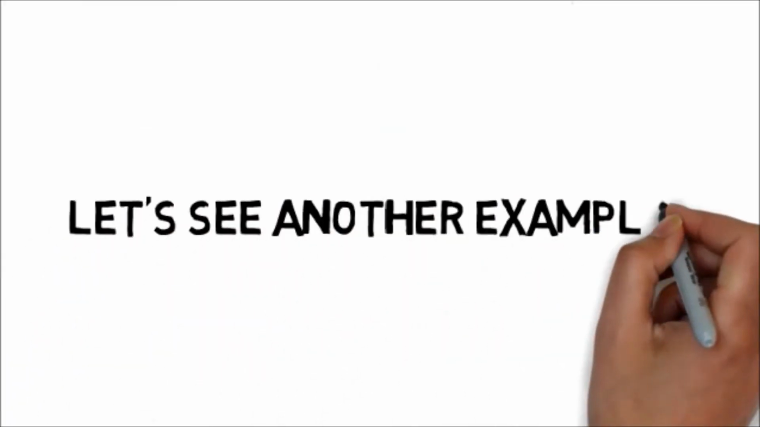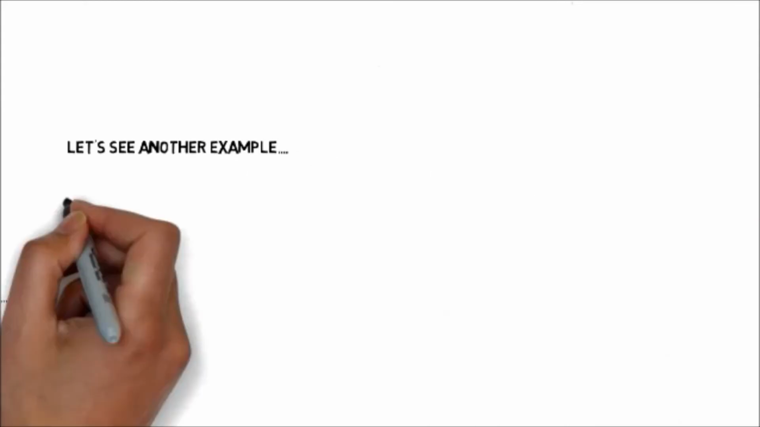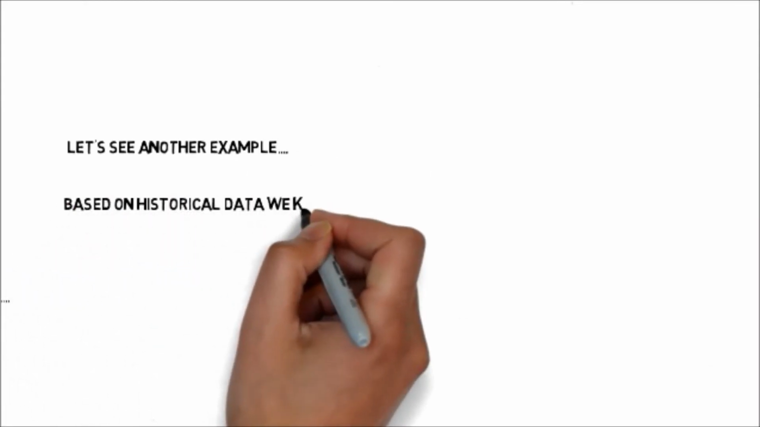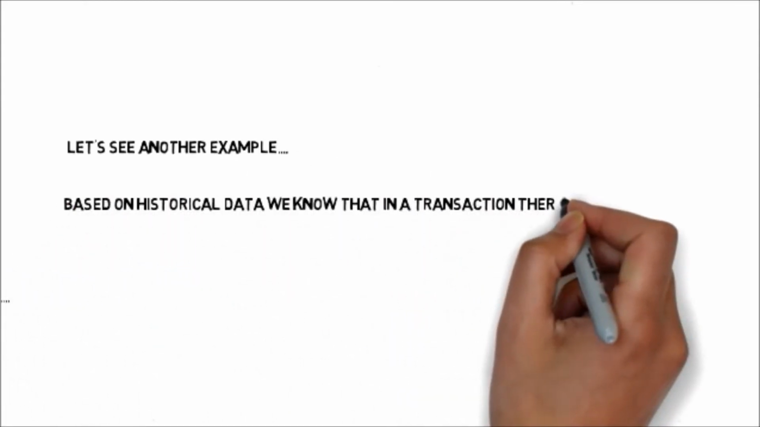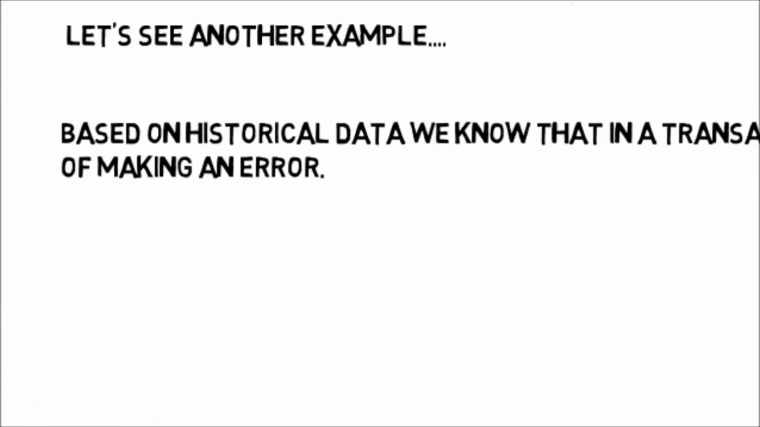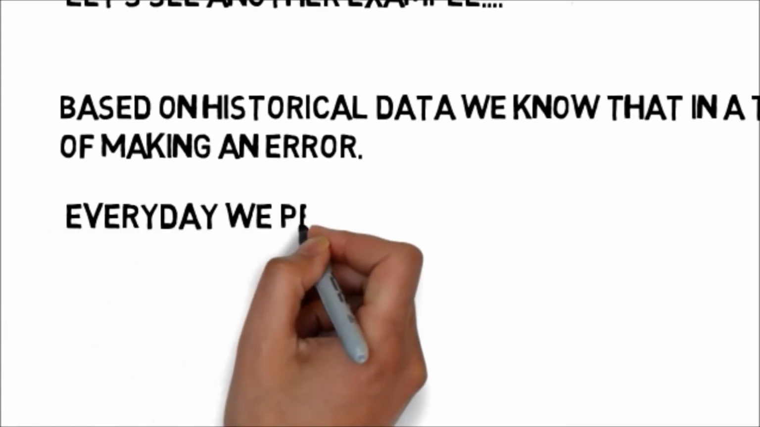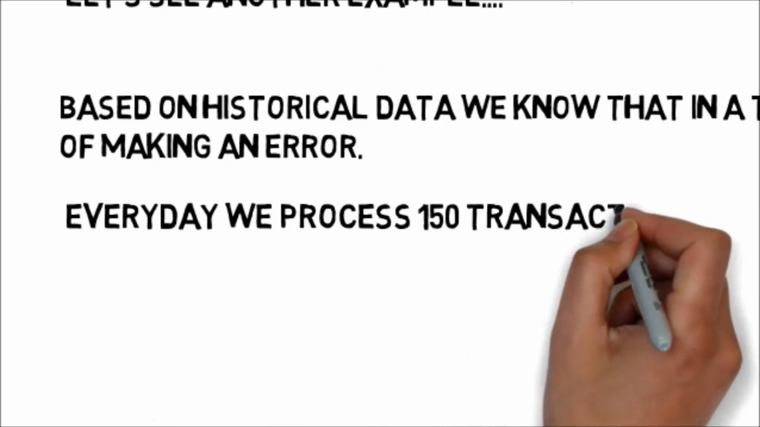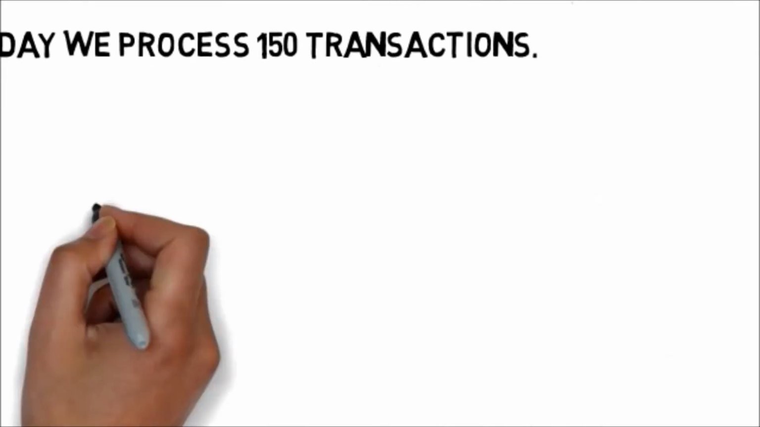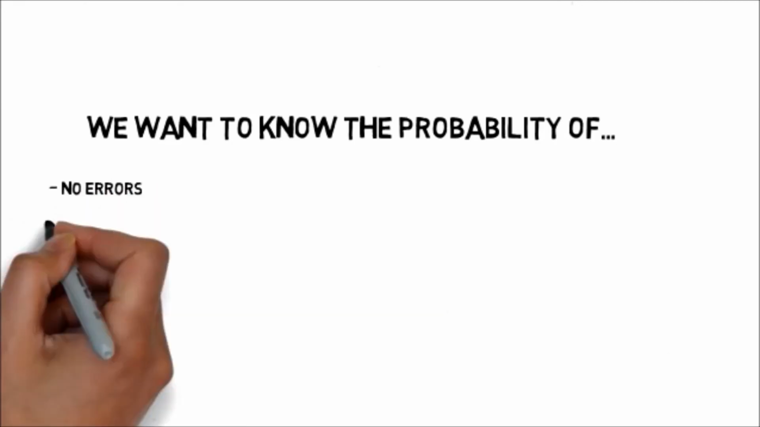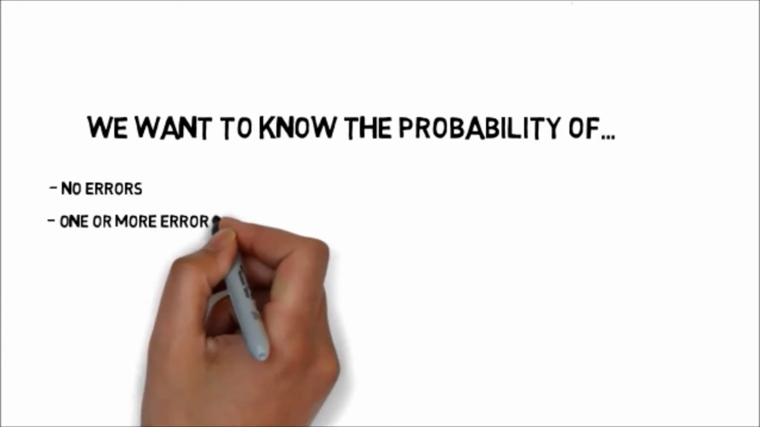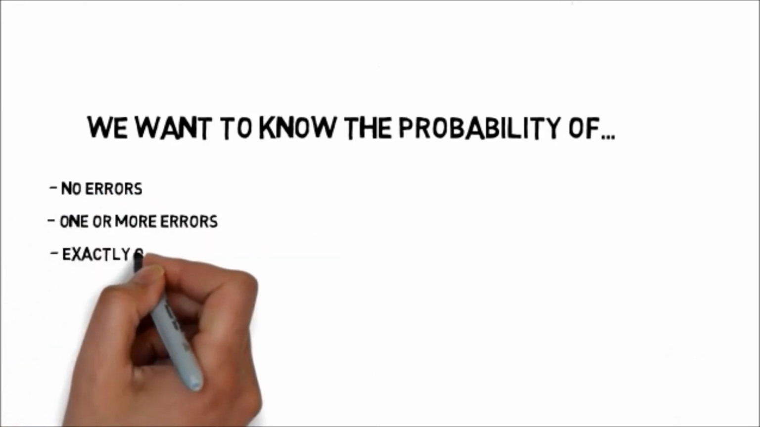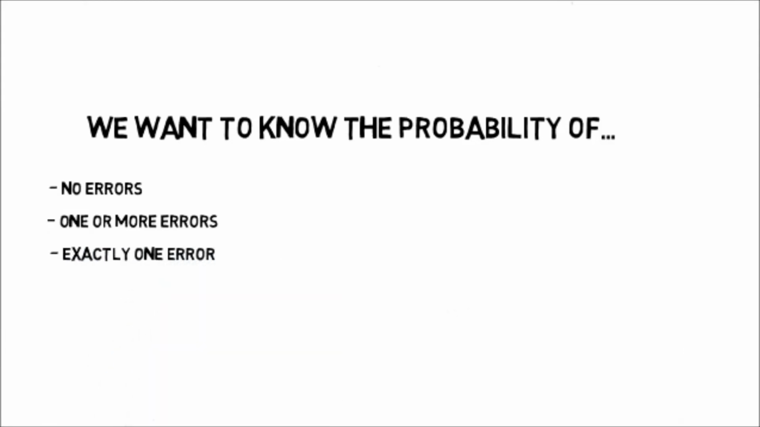Let's see another example. The question is, based on historical data, we know that in a transaction there is 1% probability of making an error. Every day we process 150 transactions. We want to know the probability of no errors, 1 or more errors, exactly one error, two or more errors. Let's do it in Minitab.